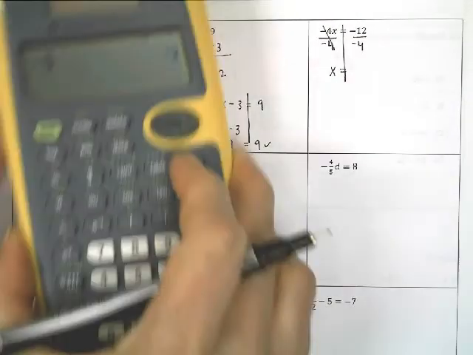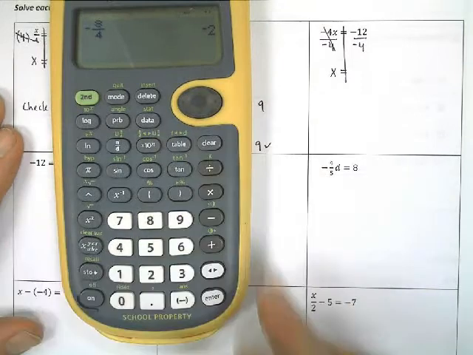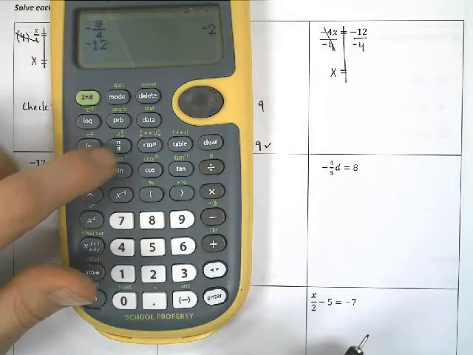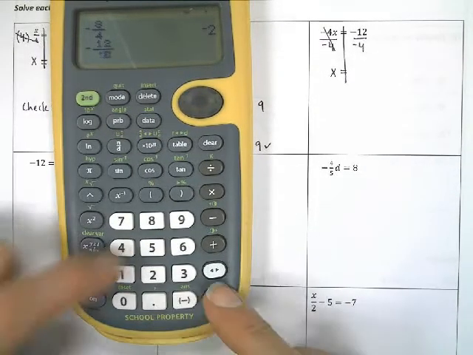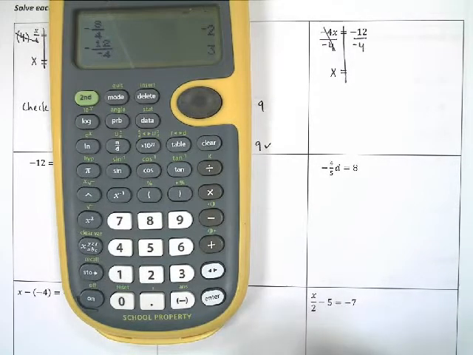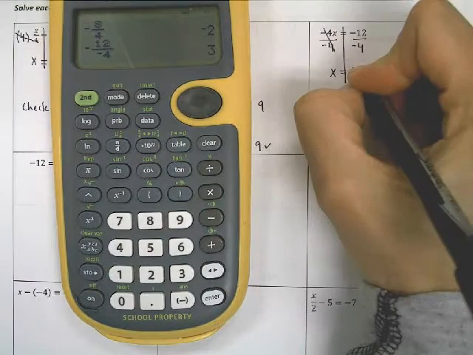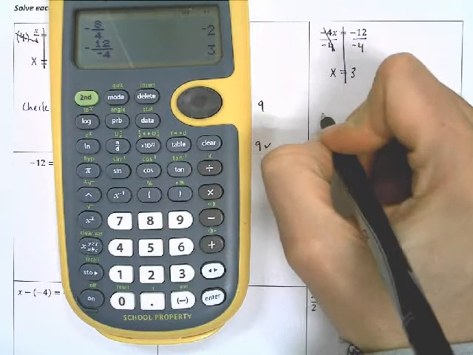Now here we have to be careful with our sign, so it might be worth going back to your calculator. I have a negative 12, and I'm dividing by a negative 4. And that's going to give me a positive 3.